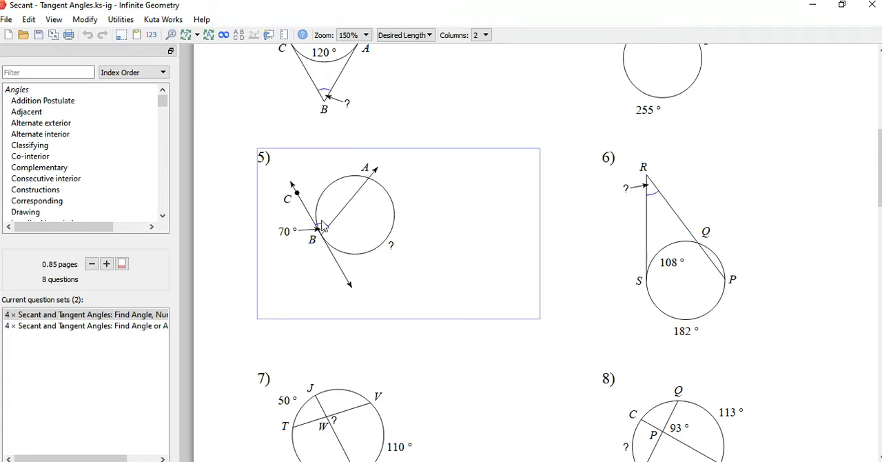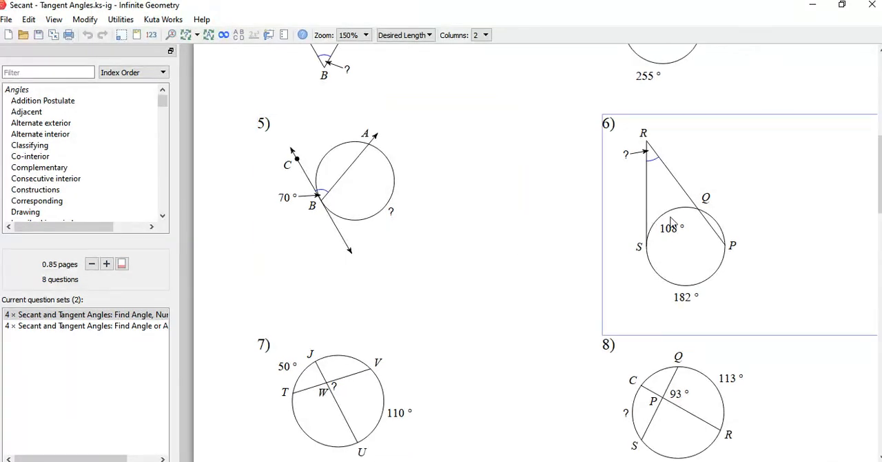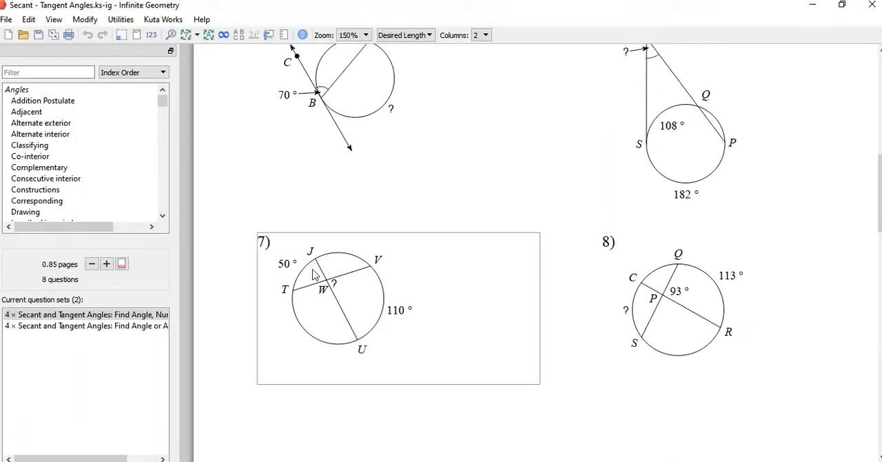All right, this one is a tangent. So you're just going to say, well, since this is 70, then the arc it opens up to is going to be double. So this would be 140. And then you're just going to subtract from 360 to figure out that other angle there. This one is a secant tangent. So you're going to do big arc minus little arc divided by 2 equals the angle.